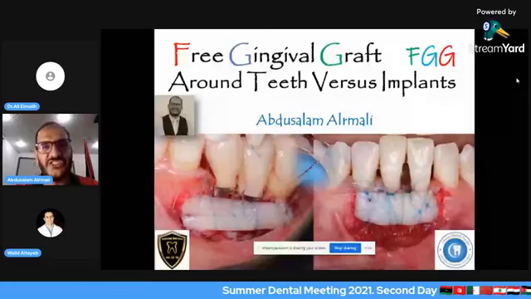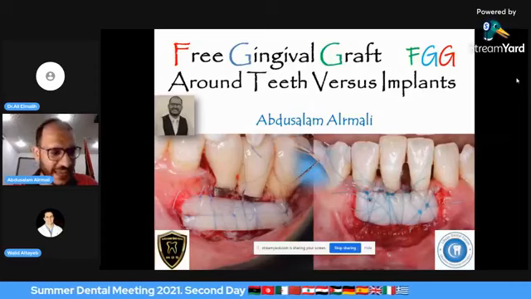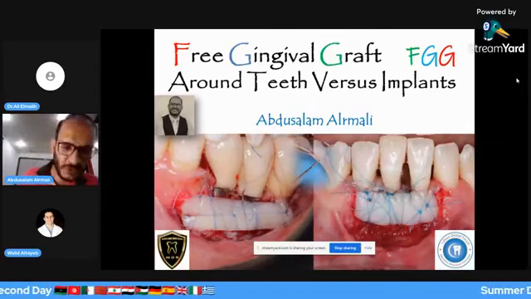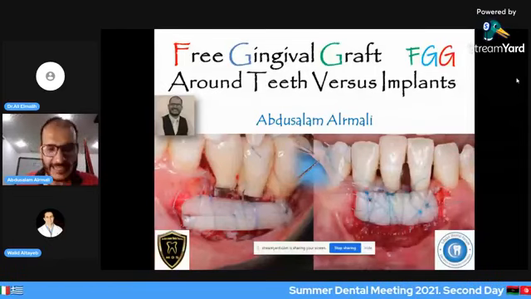Talk about the free gingival graft around the teeth and around the implants. What's the indication? What about the technique? What's the difference between the two techniques? So I hope I can give you some clinical hints and tips for this technique today.